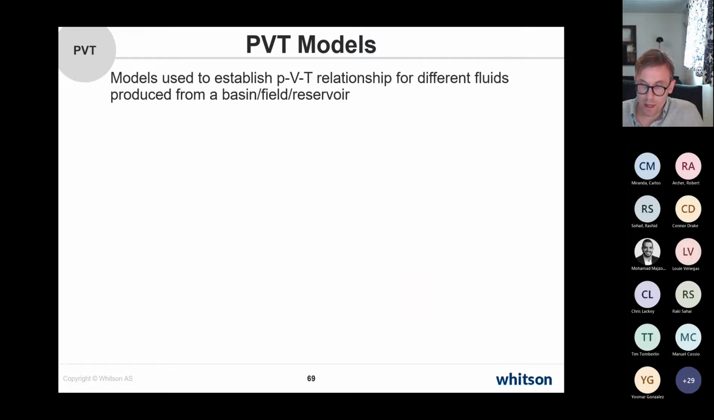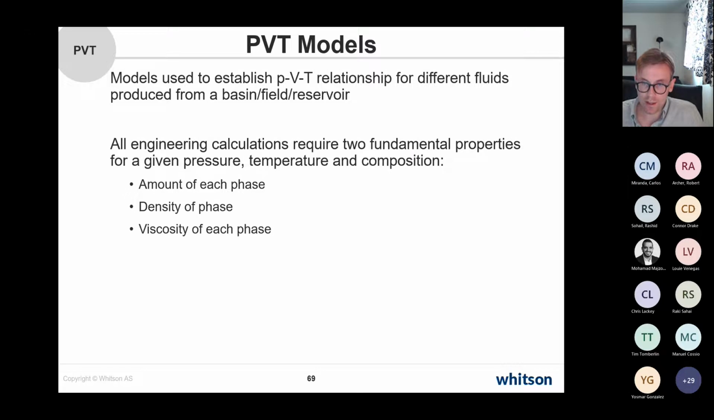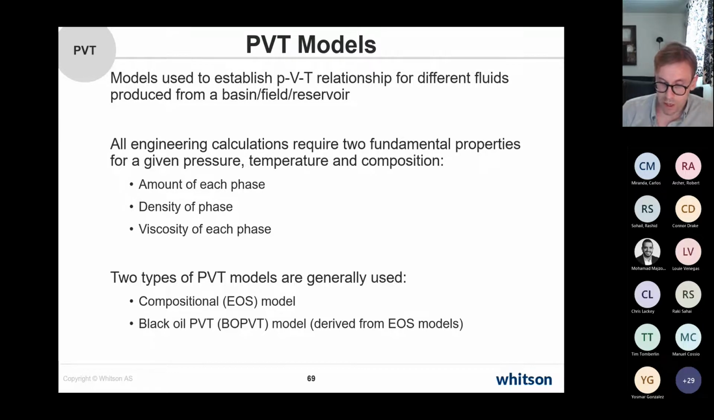The models that we're dealing with in any type of petroleum engineering related calculation need 2 fundamental properties for each phase. So this is the amount of each phase, the density of each phase, and the viscosity of each phase. They need this for any type of calculation, and that's either described with a compositional model or a so-called black oil PVT model, which is also in Whitson Plus and what we're going to talk about here, which is probably most used in the industry today.